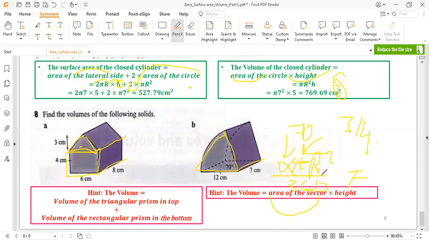These are the information that we wanted to explain about area, surface area, and volume as a review of grade 9.